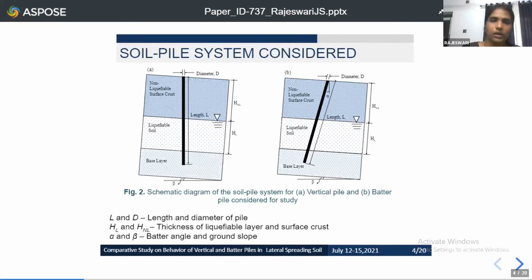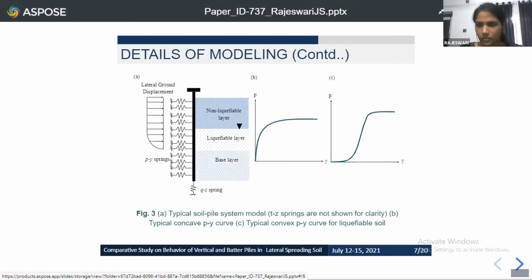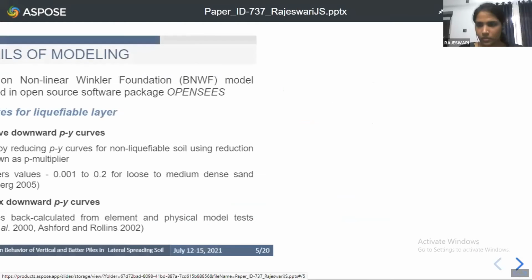So we have adopted beam on nonlinear Winkler foundation approach for developing the numerical models of the system. All these models are analyzed in a finite element package. This figure 1, figure A, shows the typical soil pile model. The TZ and QZ springs are estimated using the equations which are available in the literature. Here I'll be discussing only the PY curves for the liquefiable layer.